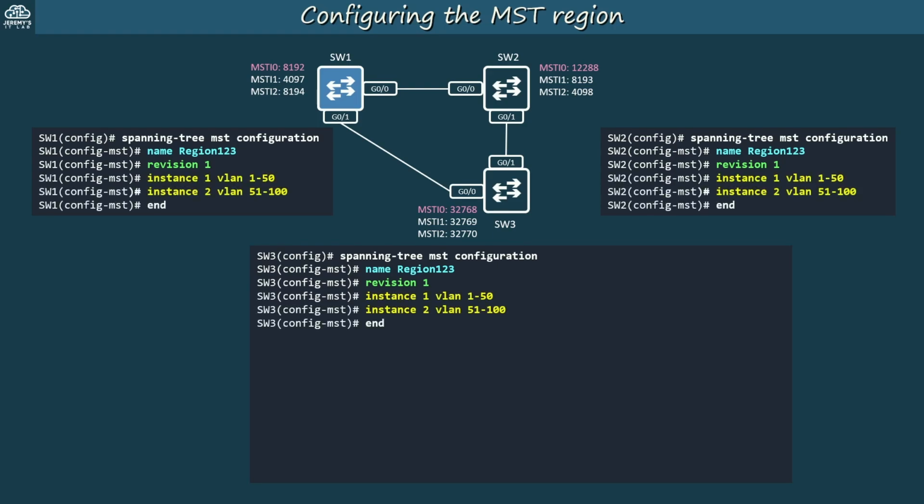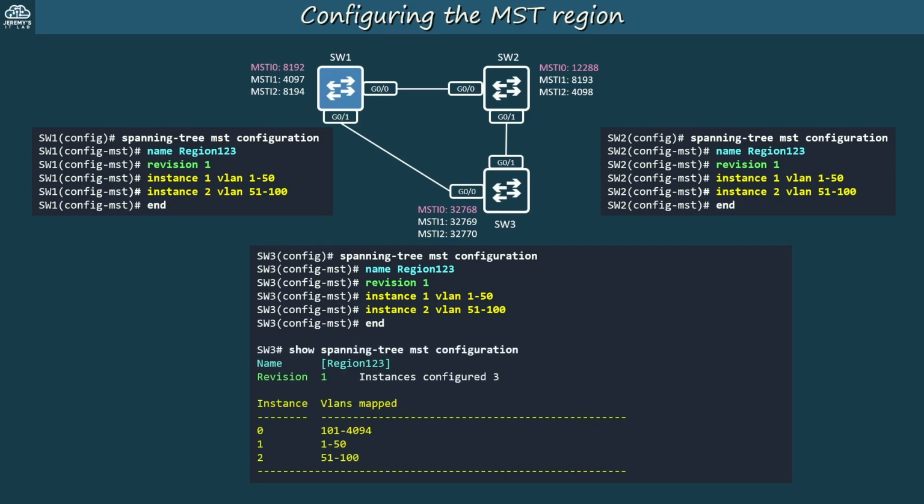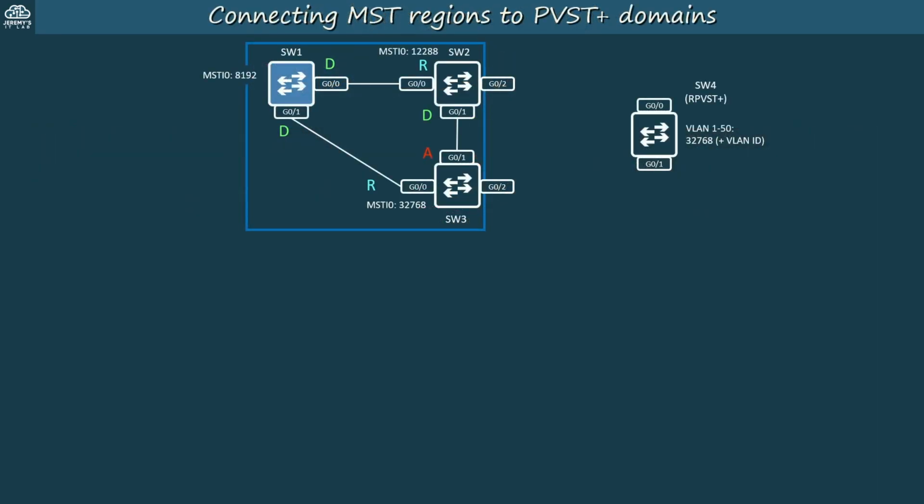Our example LAN uses VLANs 1 to 100, so I mapped half of them to instance 1, where switch 1 is the root bridge, and half of them to instance 2, where switch 2 is the root bridge. And here are the settings we just configured. Finally, here is the role of each switch port. Now let's connect a PVST+ switch to this region and see what happens. I've added switch 4, a switch running Rapid PVST+ with VLANs 1 to 50, to the LAN. Notice it has the default priority in each VLAN, 32768 plus the VLAN ID. Now let's connect it to switch 2 and switch 3.